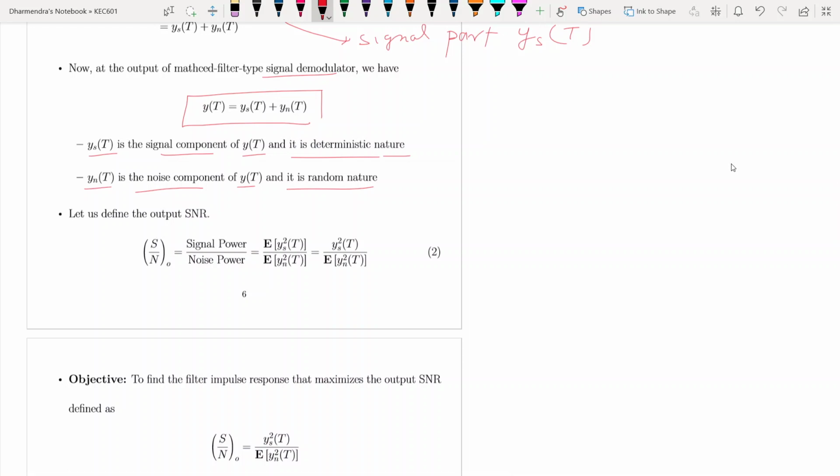So in terms of statistical expectation of the square of ys of t, it is deterministic, so the expectation of a deterministic signal is that quantity. So the expectation of the square of ys of t will be ys of t square. Now the expectation of the noise, with zero mean, gives the noise power: the expectation of the square of y1 of t will be this.